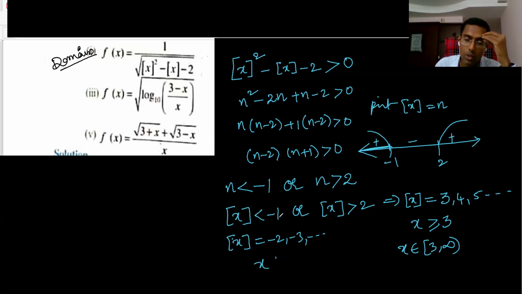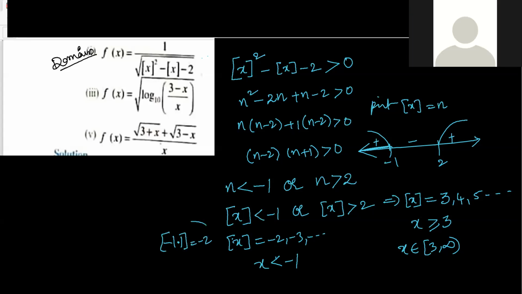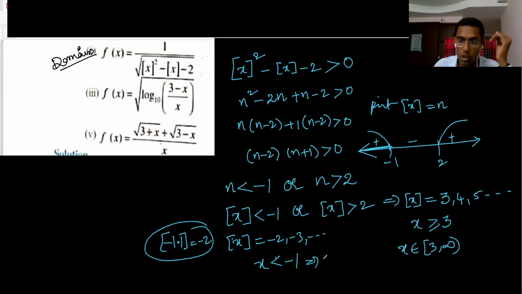Sorry, it cannot be minus 1. It should be less than minus 1. Simple. If it is less than minus 1, then you will get minus 2. That means minus 1.1. Bracket of minus 1.1 is minus 2. All right. So this is less than minus 1. So that implies, in this case, x belongs to minus infinity to minus 1. Therefore, your answer is the union of this. X belongs to minus infinity to minus 1 union 3 to infinity.